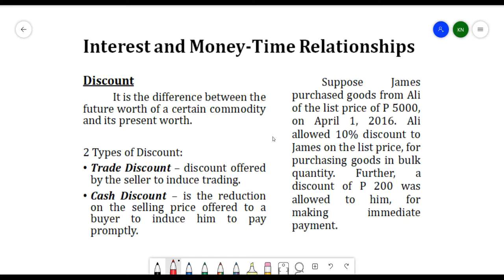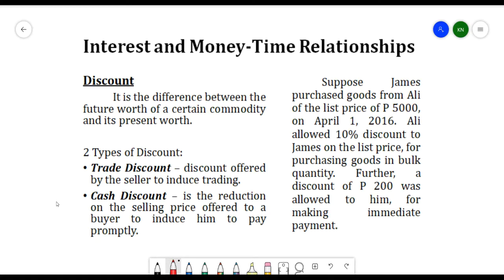So we also have an example here. Suppose James purchased goods from Ali of the list price of 5,000 pesos on April 1, 2016. Ali allowed 10% discount to James on the list price for purchasing goods in bulk quantity. Further, a discount of 200 pesos was allowed to him for making immediate payment. So this is also an example of the cash discount.